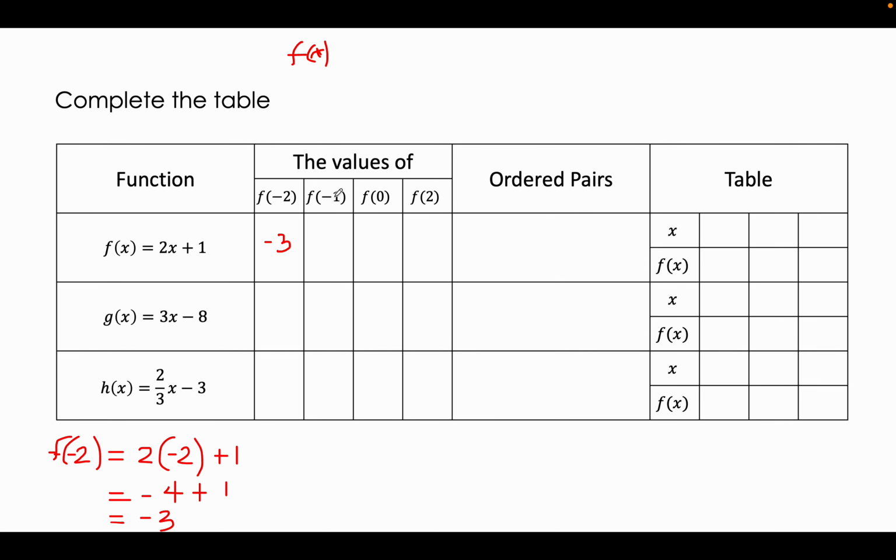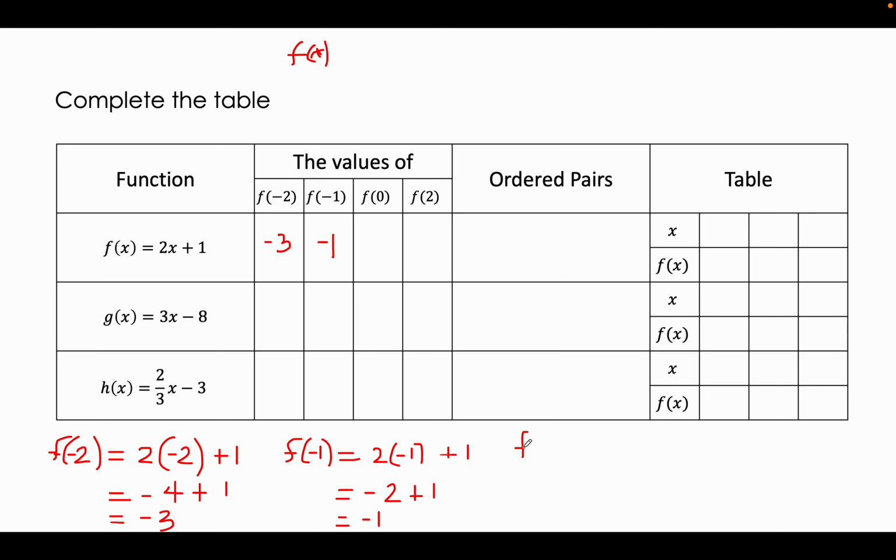Then do the same if x is negative 1. So we have f of negative 1 equals 2 times negative 1 plus 1. Then 2 times negative 1 is negative 2 plus 1. And negative 2 plus 1 is negative 1. So when x is negative 1, f of x is negative 1. Okay? Then f of 0.